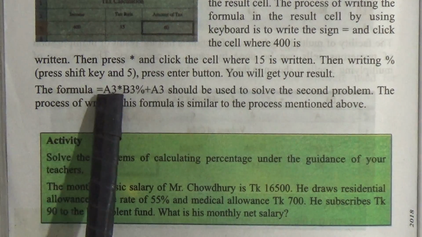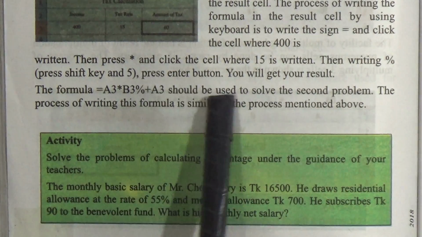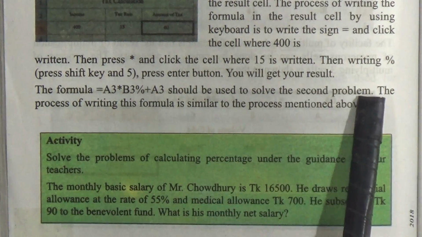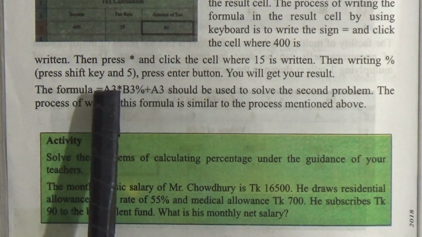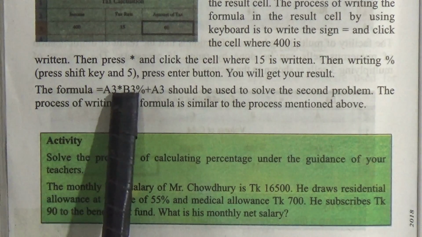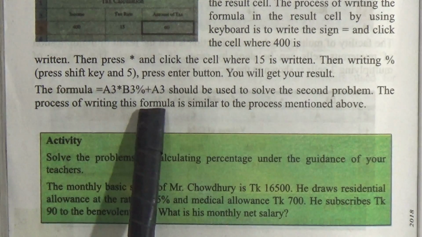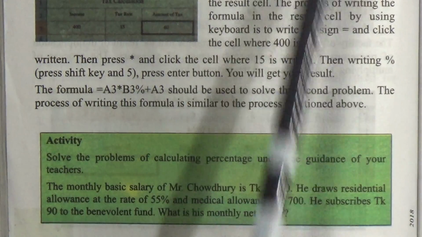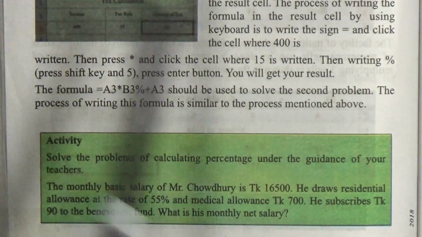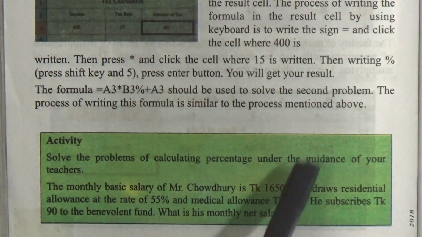The formula equal to A3 star B3% plus A3 should be used to solve the second problem. To solve the second problem, you have to follow this formula, and the formula is A3 star B3% plus A3. The process of writing this formula is similar to the process mentioned above. So by following the above mentioned process, you can solve your problem.